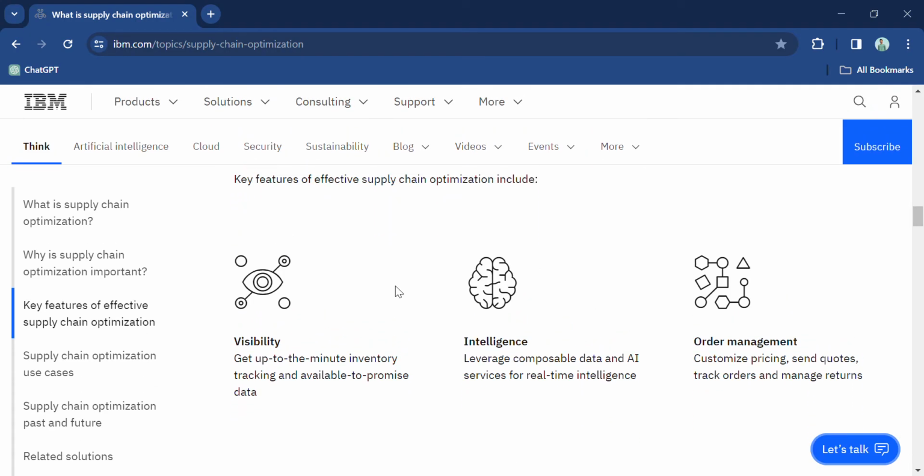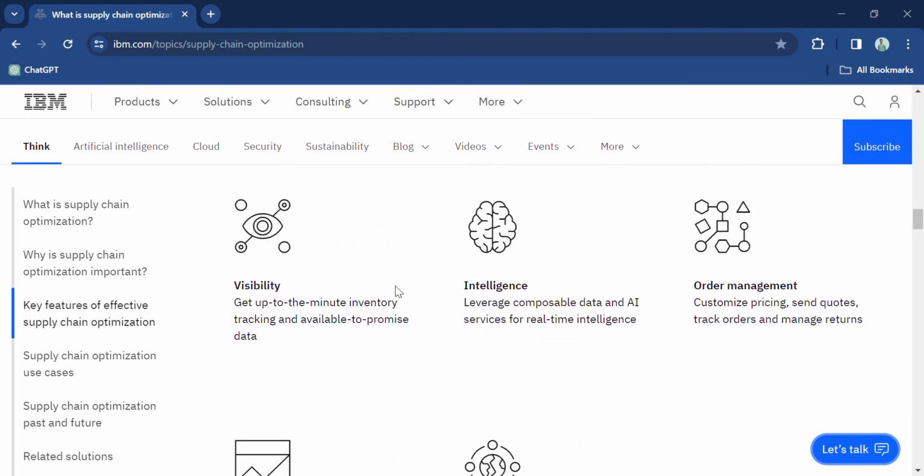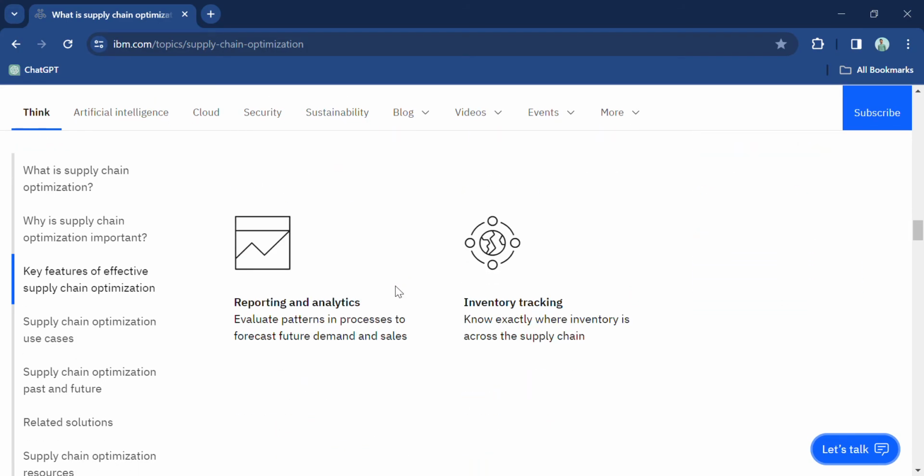Key features of effective supply chain optimization include visibility: get up to the minute inventory tracking and available to promise data. Intelligence: leverage composable data and AI services for real-time intelligence. Order management: customize pricing, send costs, track orders, and manage returns. Reporting and analytics: evaluate patterns and processes to forecast future demand and sales. Inventory tracking: know exactly where inventory is across the supply chain.